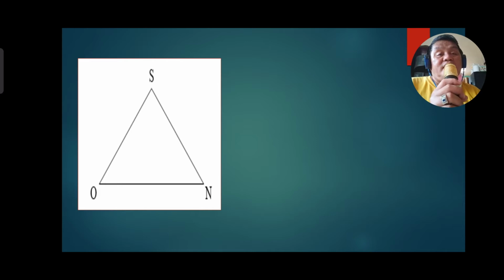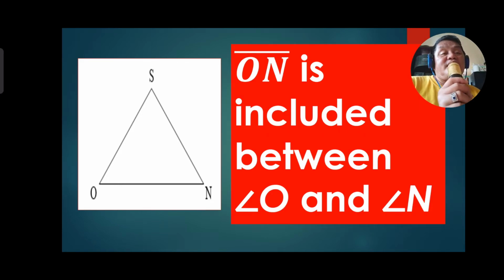Again, with the same triangle, the question is: what is the included side between angle O and angle N? Again, there are two letters in the given angles, so you use the two letters to make the included side. We have now side ON or side NO as the included side between angle O and angle N.